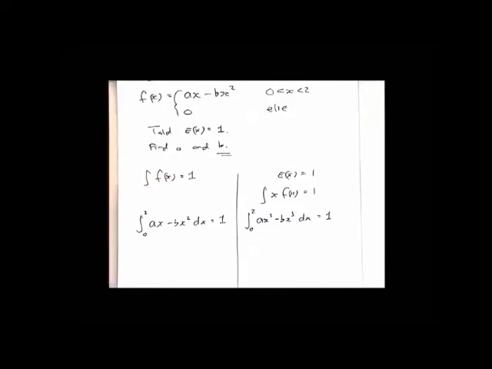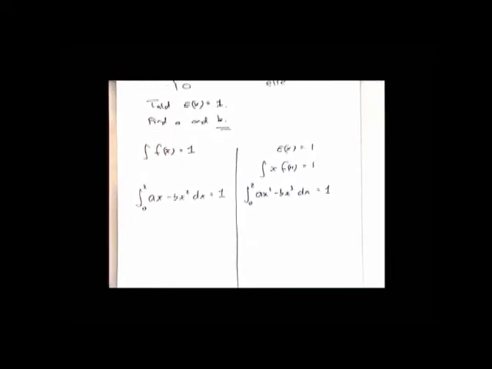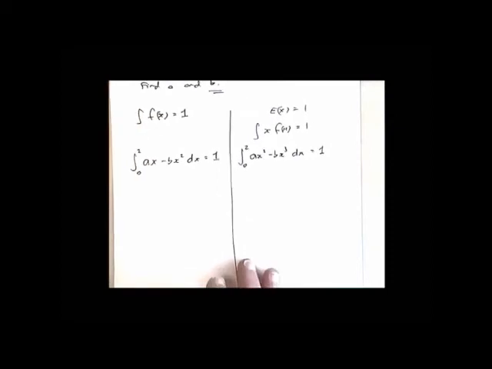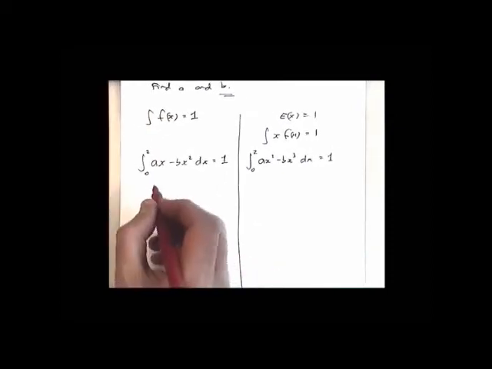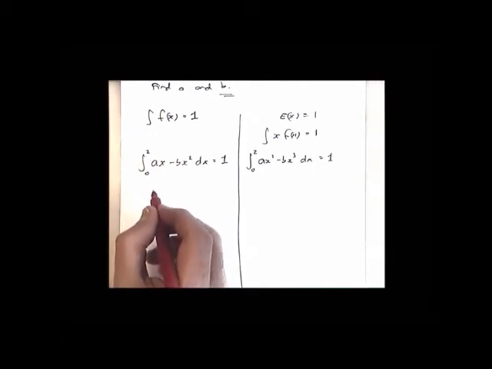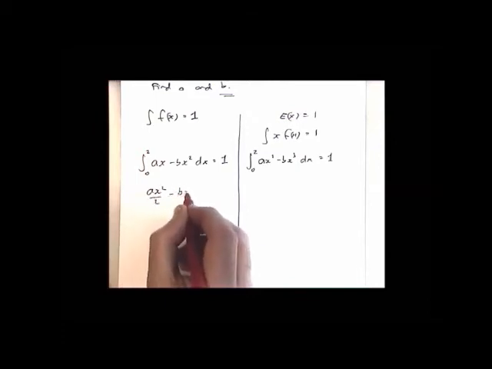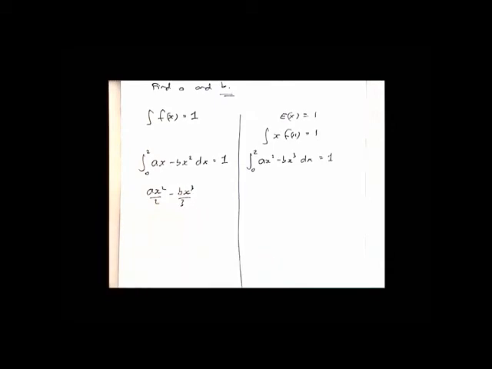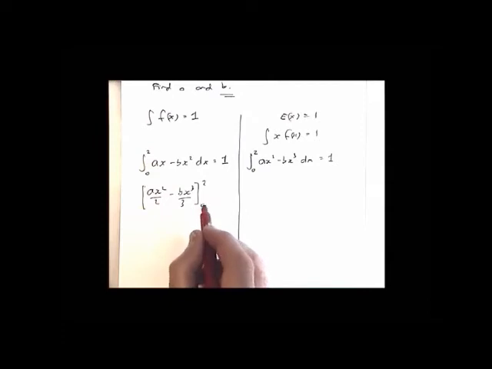Is everybody comfortable with what I've done so far? Okay, Gary, could you do the integration of the one on the left, please? Would it be a over 2 x squared, minus b over 3 x cubed? Yep, it would. Okay, add 1 to the powers on the x, divide by the new powers. Evaluated between 2 and 0 equals 1.